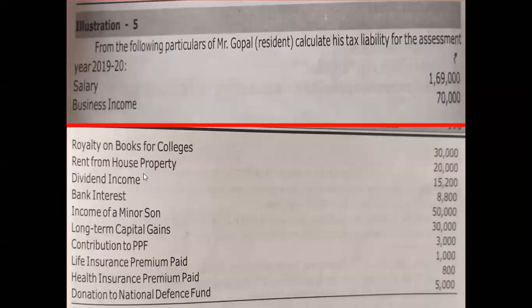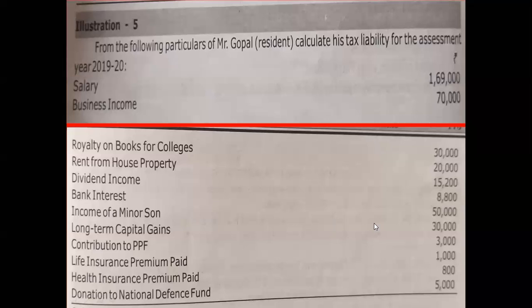Next, rent from house property they have given, that is income from house property. So 20,000, and from that we need to claim the deductions under section 24, that is standard deduction at 30% of net annual value. Next, dividend income. They have not given any information regarding whether it's an Indian company or a foreign company, so we are assuming that it's an Indian company. If they have not given any information, it is assumed to be income from an Indian company, so it is fully exempted from tax. Next, bank interest. So income from other sources 8,800.